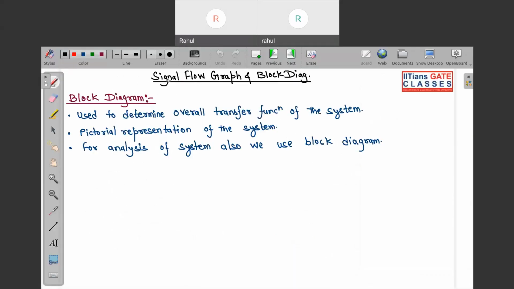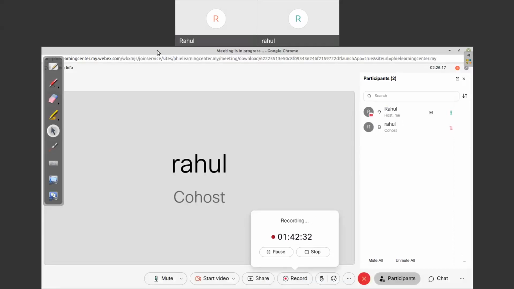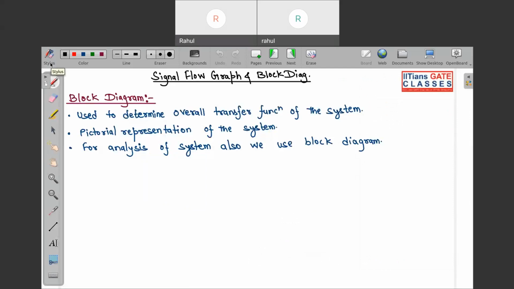Okay, so now let us talk about signal flow graph and block diagram representation. In the last chapter, we discussed the basics of your control system. We studied poles, zeros, transfer function, how to represent transfer function, all those things. But now let us see how to represent a system using block diagram and signal flow graph.